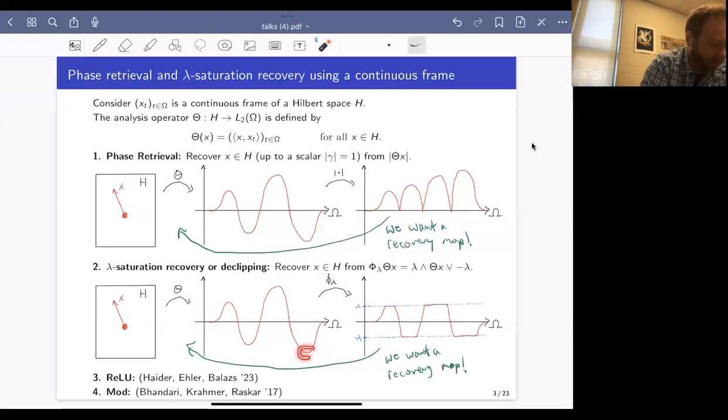And essentially the idea of this paper is you want to do saturation recovery, but you change the hardware so that instead of the hardware clipping the function, it folds it back on itself a bunch of times. And so it's a different solution for trying to solve the same problem. Okay, so this is kind of the idea with continuous frame.